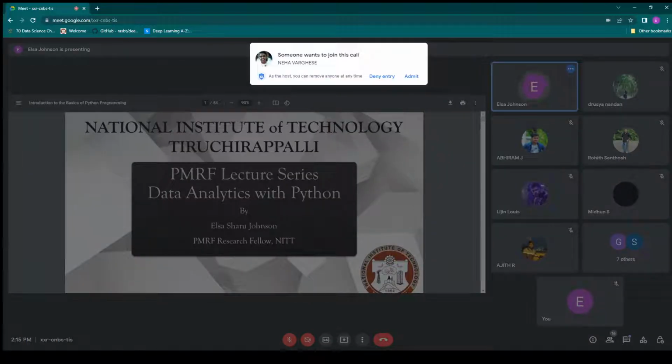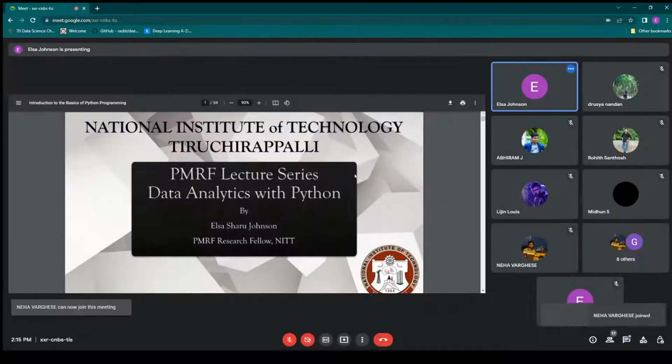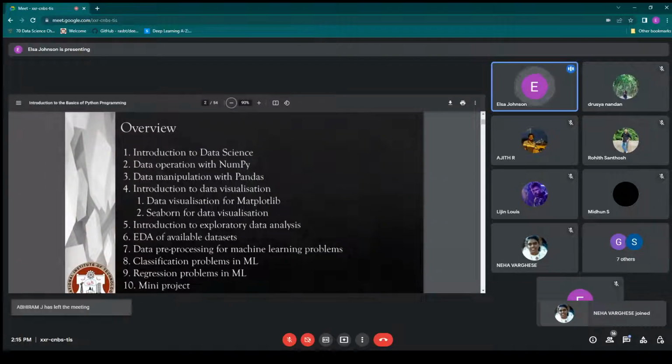We'll be looking at data analytics with Python. This will be the overview of what we'll be learning across the weeks. First one is Introduction to Data Science. After the introduction, we'll be looking at data operations with NumPy, then data manipulation with pandas. After learning how to manipulate given data, we'll be moving on to data visualization. We'll be learning about two main libraries, Matplotlib as well as Seaborn, both of which are used for data visualization.